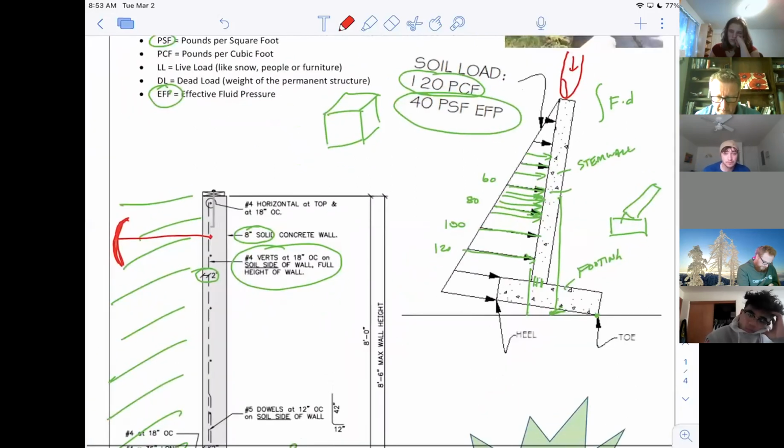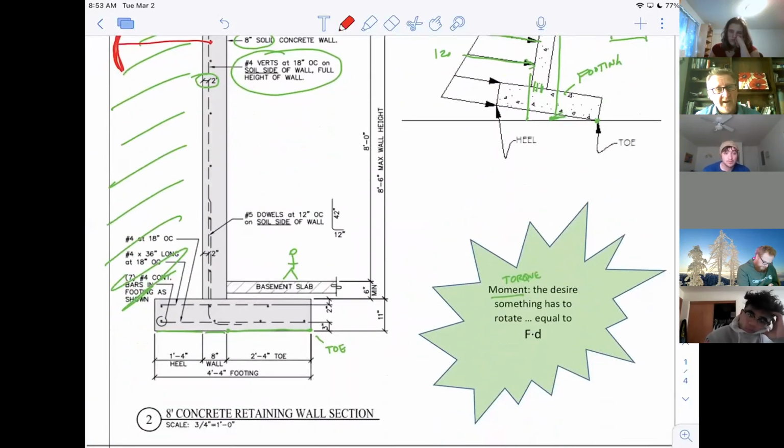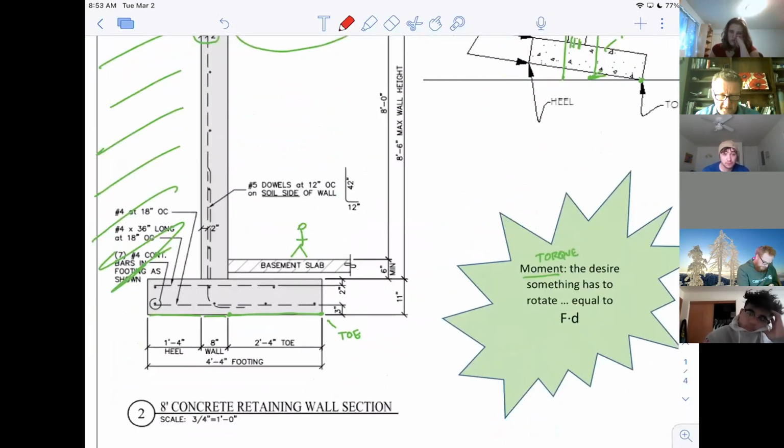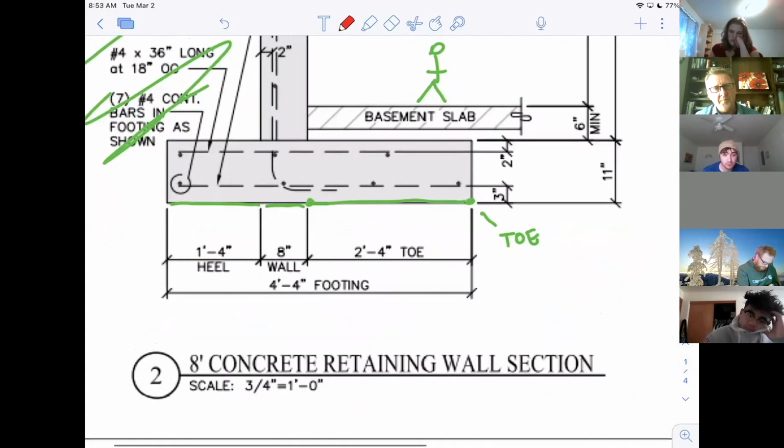Now, what I'm showing you is exactly what the engineer gave me. I gave him the design, told him the wall was going to be 9 foot tall. And this literally is the design that the engineer came up with. And that's what we're going to analyze, is his design. How did he come up with that? Why did he choose that toe to be 2 feet 4? Why is that so big?